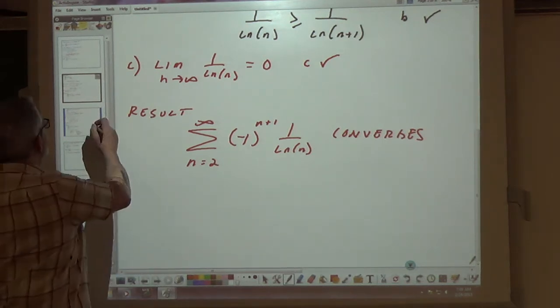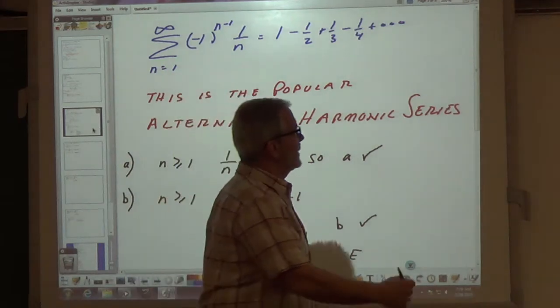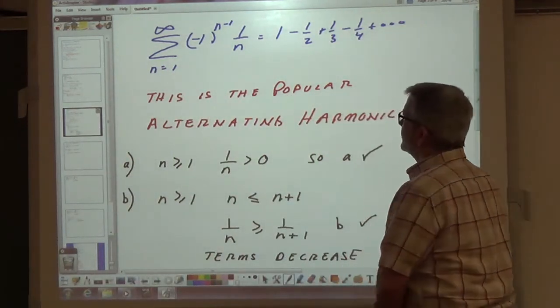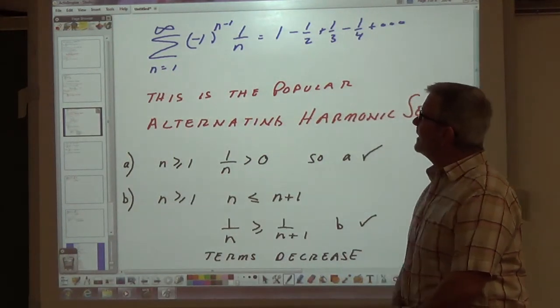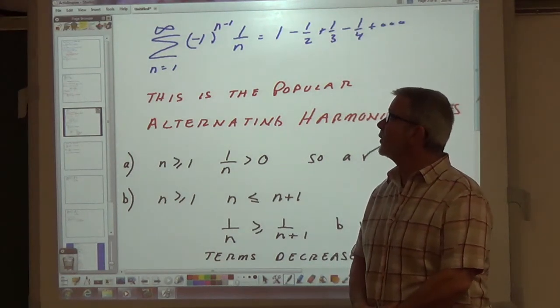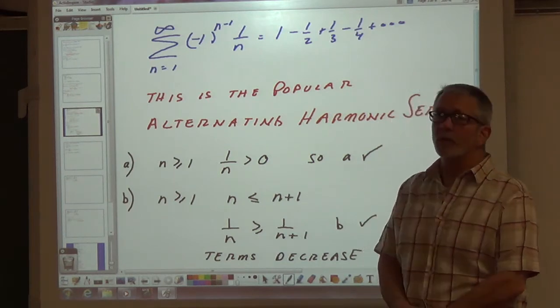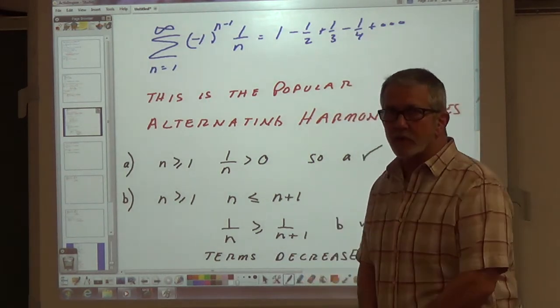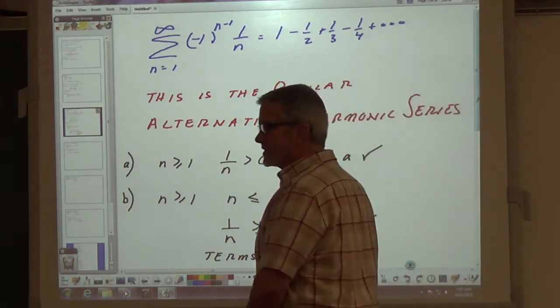Example 2. Oh, example 2. Nice. This guy looks oddly familiar: the series from n equals 1 to infinity of negative 1 to the n minus 1 over n. I wrote out some terms so that you could recognize this particular series.